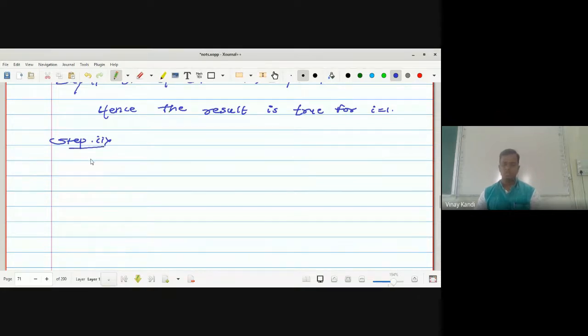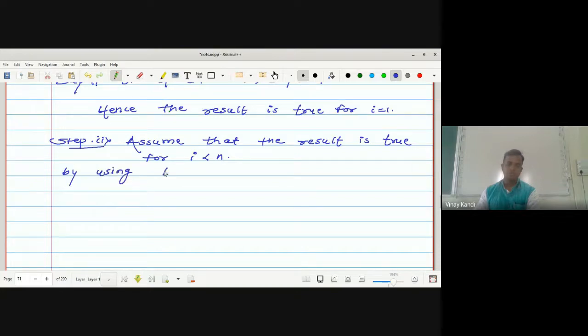Suppose, assuming the result is true for all i less than n. Okay, assume that the result is true for i less than n. So by using this assumption, this is the induction hypothesis.